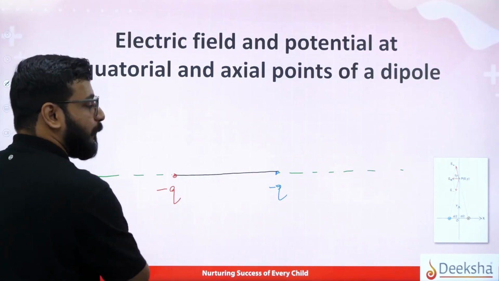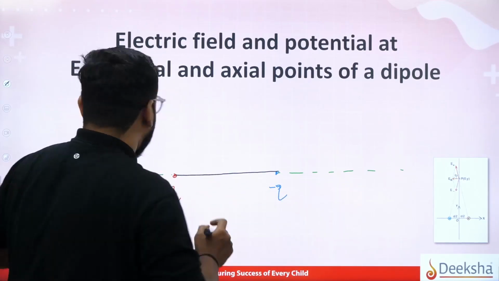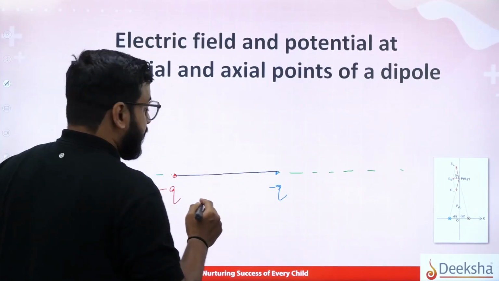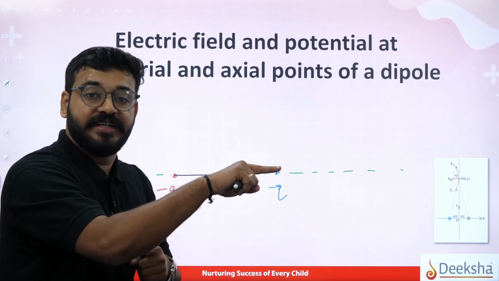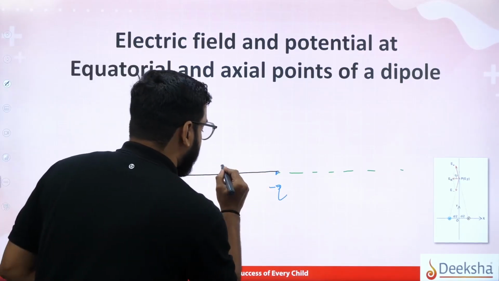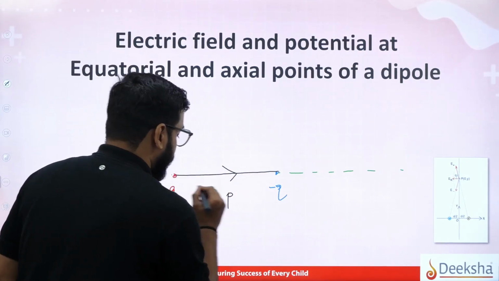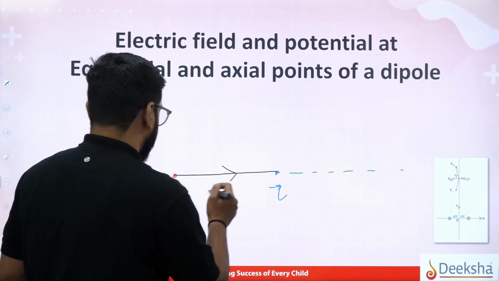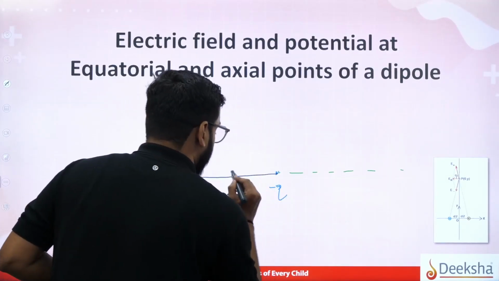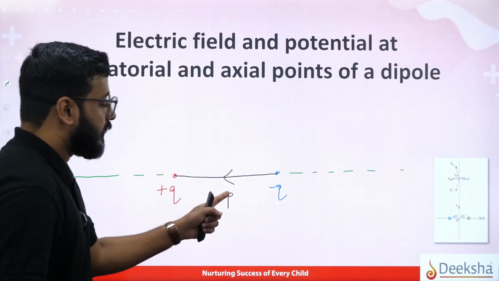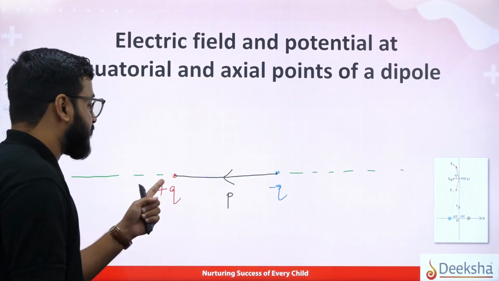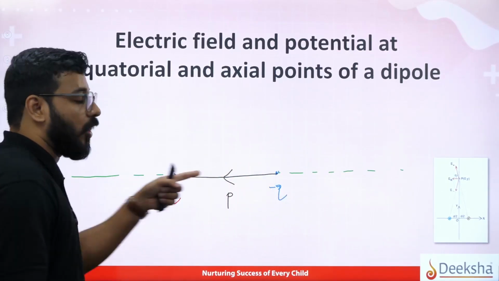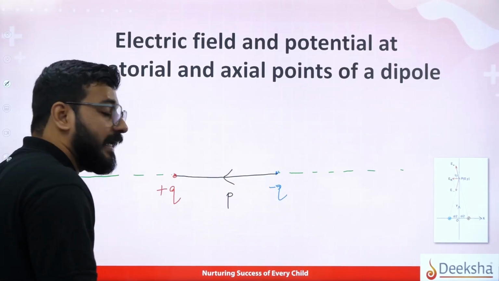This is the axial point. And you also have to keep in mind the direction. Dipole moment is a vector. So the dipole moment is in this direction, from the negative to the positive charge. This is the axial line, along the axis, along the line of the dipole.